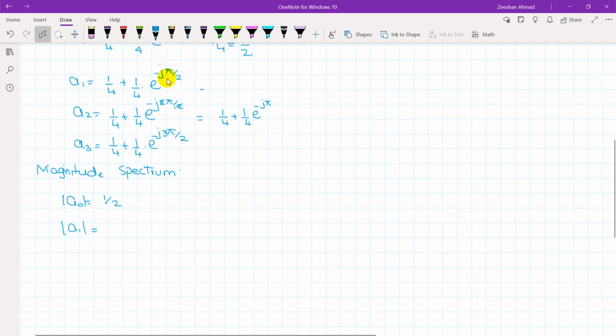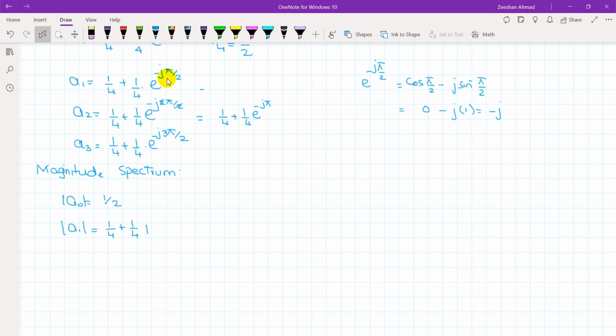So how we will find? We say that e power minus j pi by 2, we can use Euler's formula, which will be equal to cosine pi by 2 minus j sine pi by 2. So cosine pi by 2 is 0, minus j sine pi by 2 is 1 here. So it means I will get minus j here. So this is equal to 1 by 4 minus 1 by 4 j, in fact this is minus here because this is minus j.